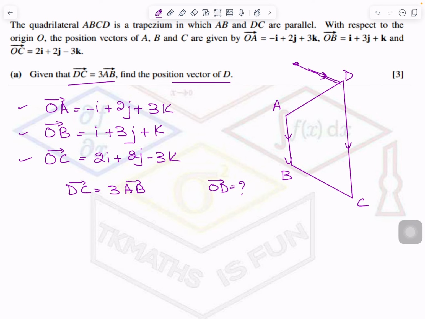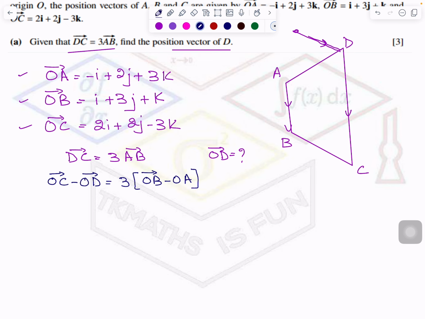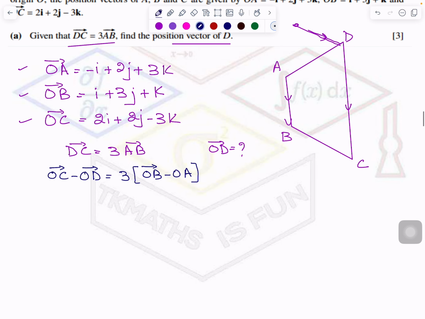Now we know how to change a given vector into position vector. That we have already learned. So I am writing DC vector in position vector form. It will become OC minus OD. Similarly, vector AB can be written as OB minus OA. So we have changed vector AB into position vectors and DC into position vectors.